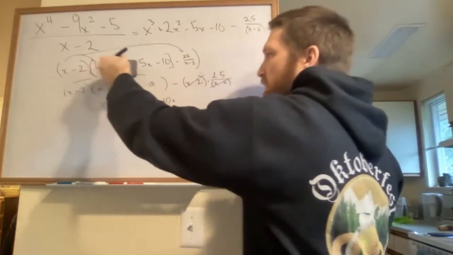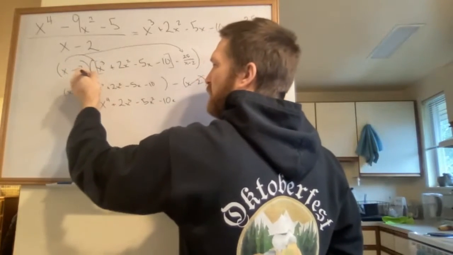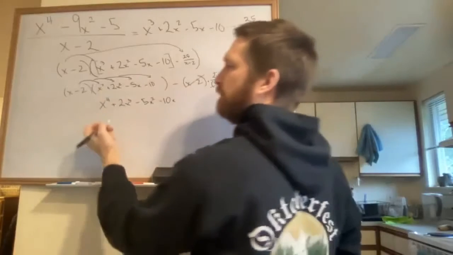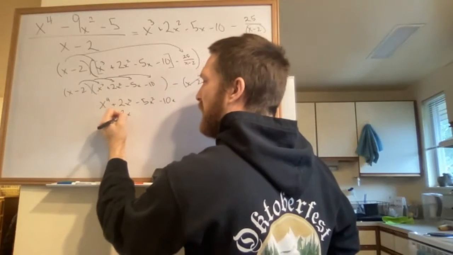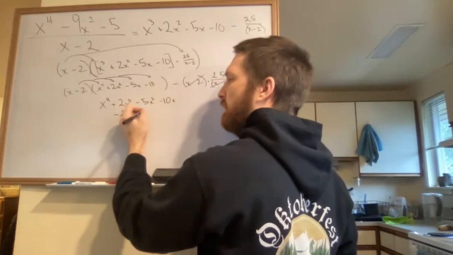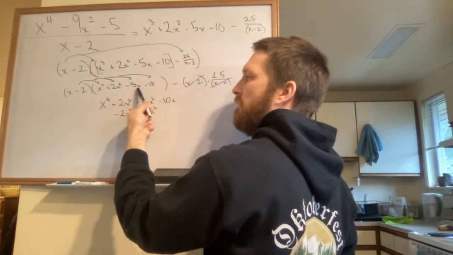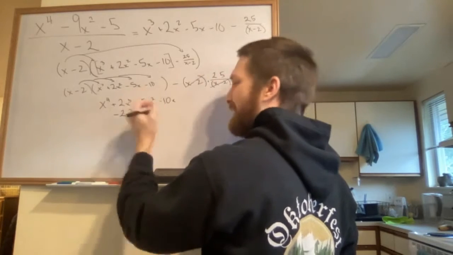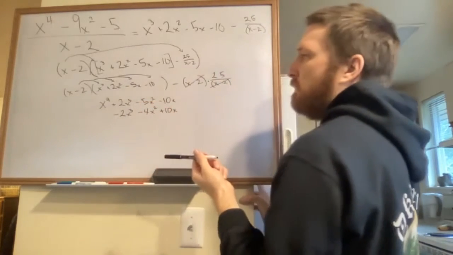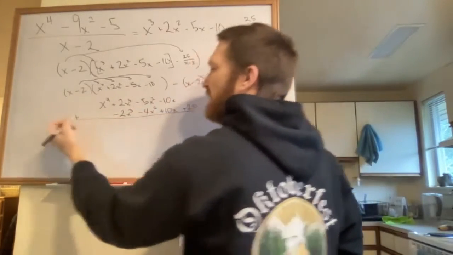Now let's distribute that minus 2 all the way in. It gives me minus 2x cubed, then minus 4x squared, then plus 10x, and then plus 20. Okay, so I'm going to add those together.